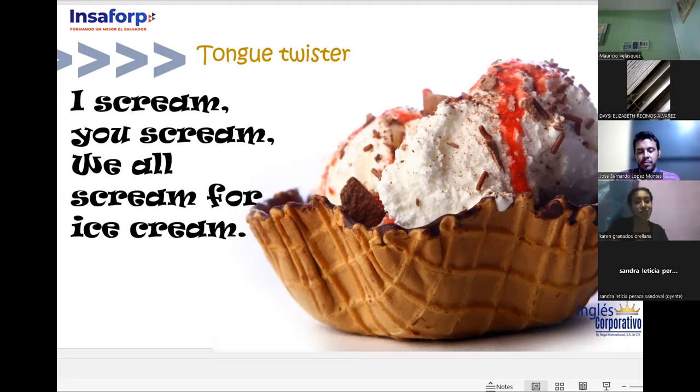Ice cream, you scream, we ice cream for ice cream. Okay, por acá le está diciendo que nosotros sorbeteamos. Porque aquí nos dijo we ice cream, ¿ok? Entonces, aquí no, ¿verdad? Es we all es que scream. Se traba la lengua. Sí, ese es el chiste. Ok, vamos a ver. Muy bien, lo hiciste excelente, Karen.